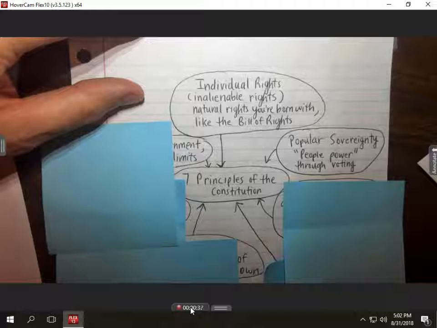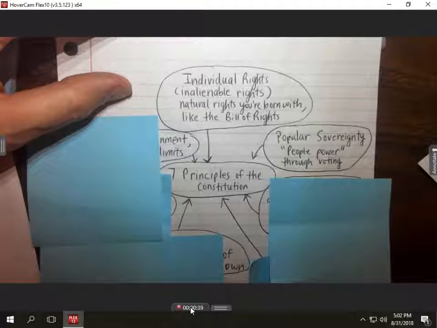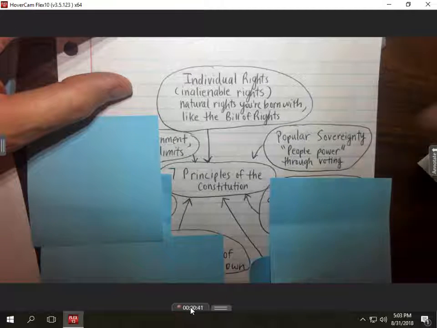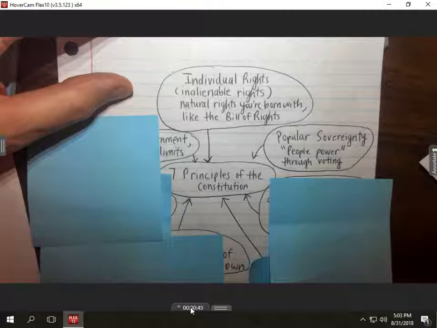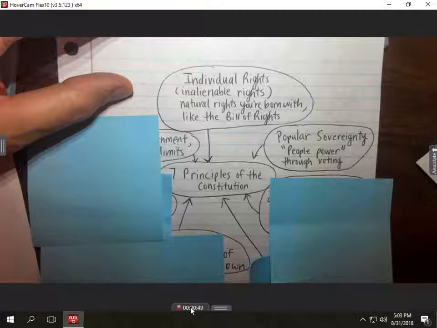The second principle of the Constitution, popular sovereignty. People power, popular sovereignty. And people actually are in charge of this country through the process of voting.